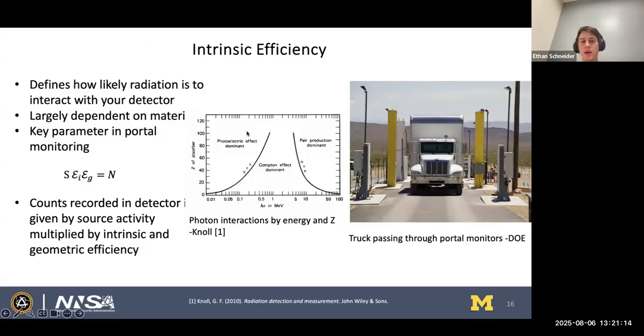Note that this is very dependent upon our material itself. And the way we define this value is our number of counts in our detectors given by our source strength times intrinsic efficiency times our gamma efficiency. And here on the right, you can see the breakdown of the different effects that we'll see within our detector based upon our photoelectric effect. Interactions are dependent upon energy and our material type, or just atomic weight in Z.